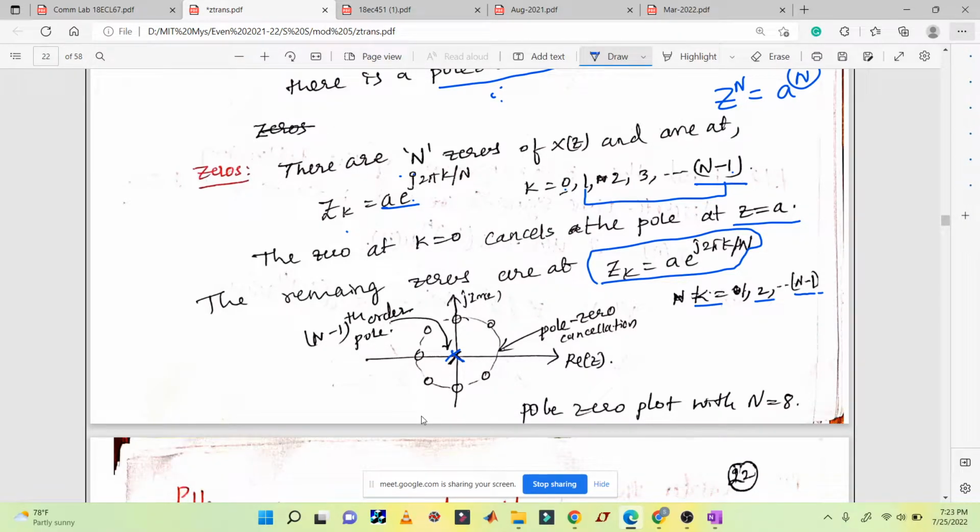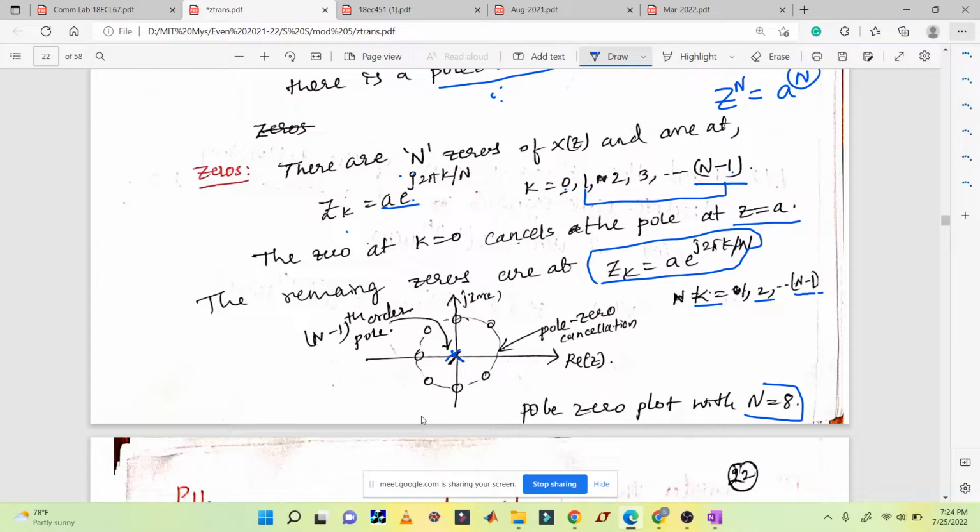There is a pole at the center, and pole-zero cancellation. Here one pole was there and there was a zero. So pole-zero cancellation happens here. That's why there is the empty space here. Otherwise, we have zeros around the circle. An (N minus 1)th order pole will be at the center. (N minus 1)th order means, if I say N is equal to 8, there will be 7 poles. Here the pole-zero plot is for N is equal to 8.